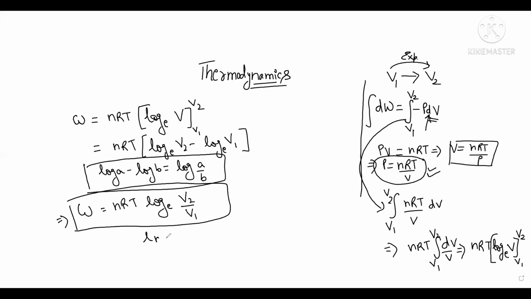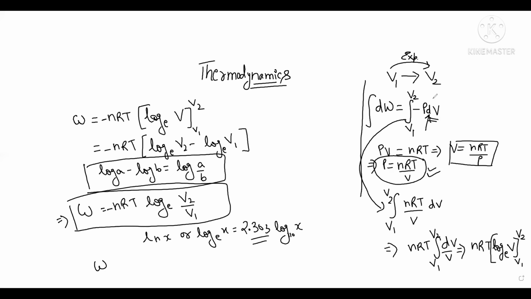So this is the formula for work done in terms of natural log. Now natural log of x, or log to the base e of x, is equal to 2.303 times log x to the base 10. So we can also change this log to the base e to the base 10 by multiplying it by 2.303. And yes, I think I'm missing the negative sign. The negative sign was also there.